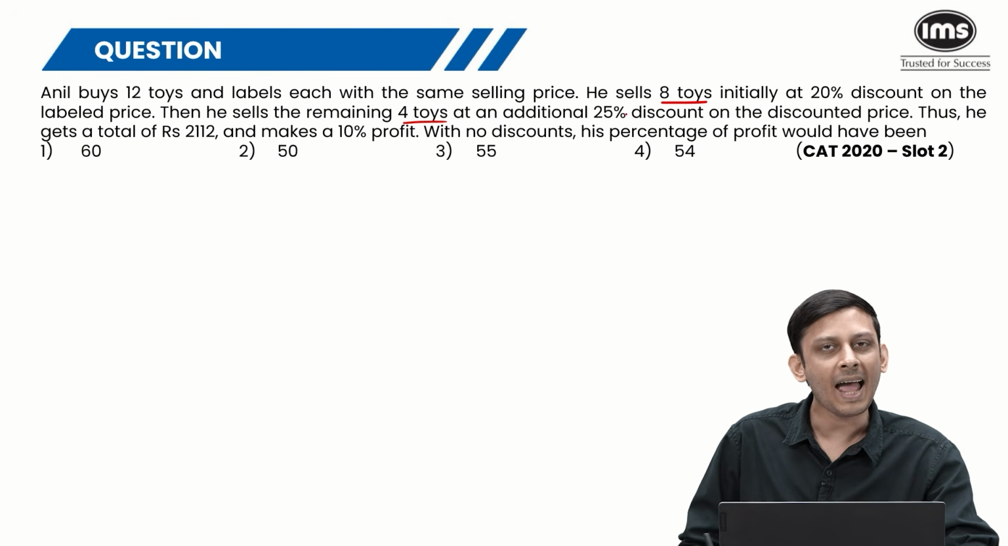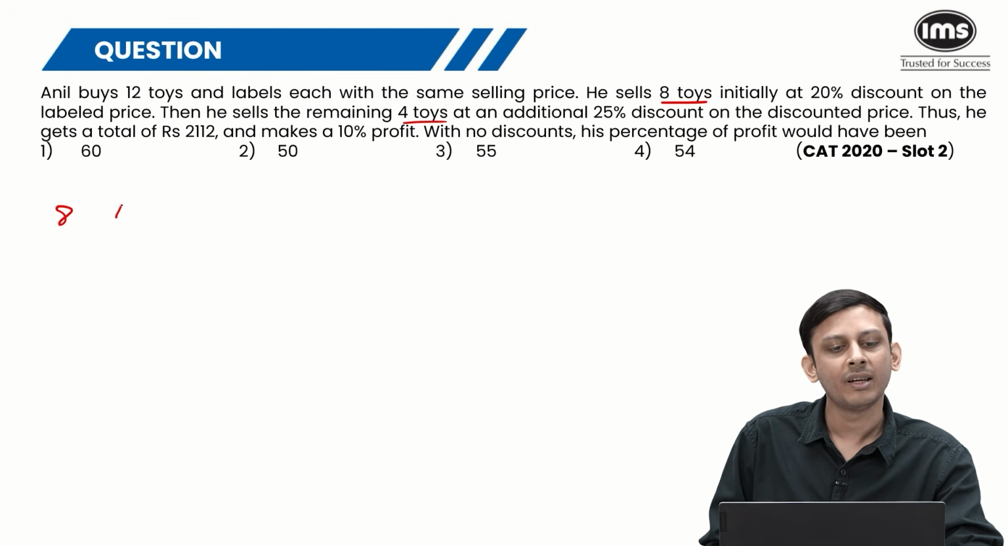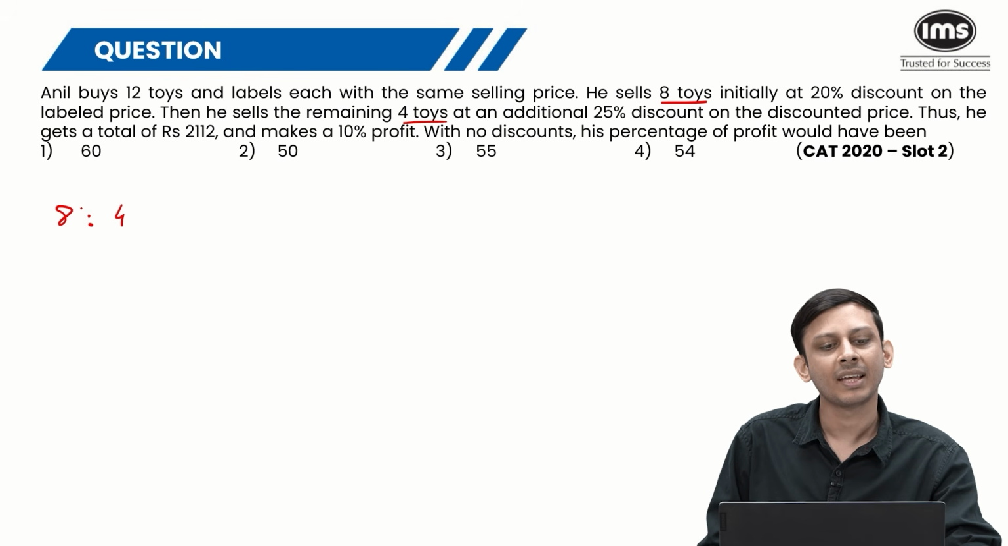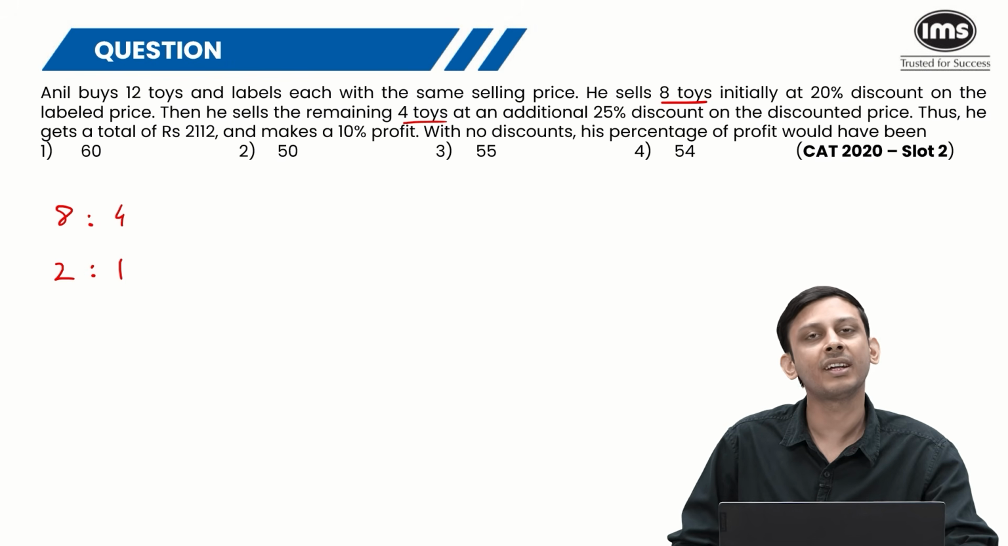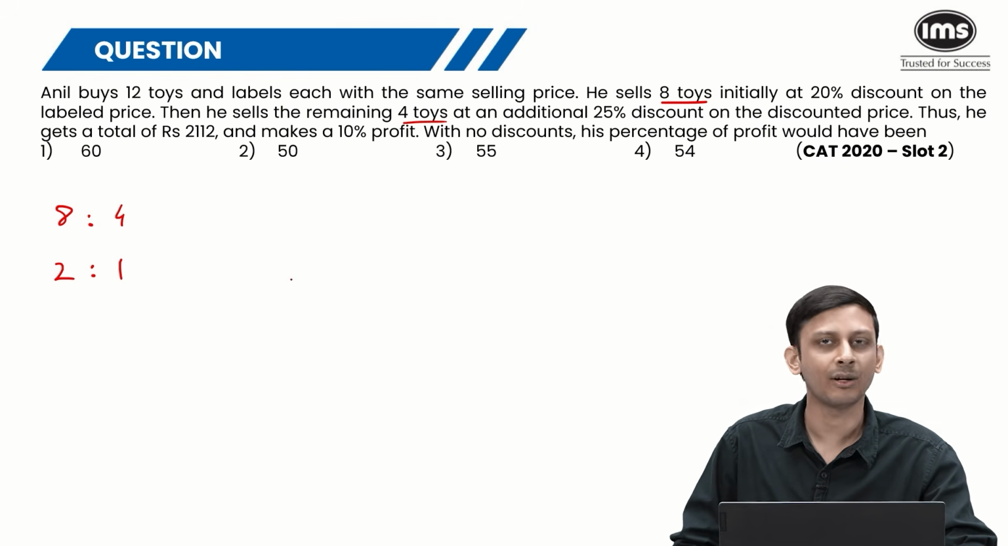Instead of taking the actual number of toys, 8 and 4, we can simply take the ratio. 8:4, we can simplify to 2:1. We couldn't have done this if we needed the actual profit in rupees. Or if we had done it, then we would have had to make an adjustment at the end also.